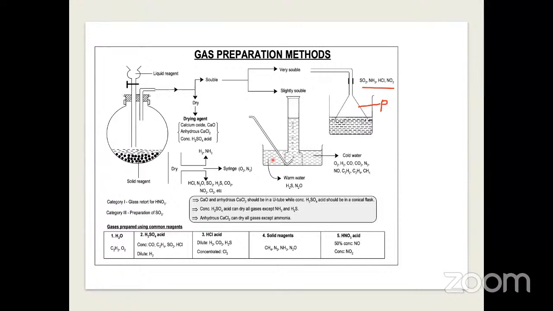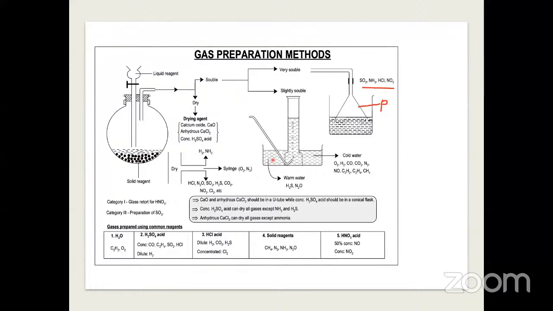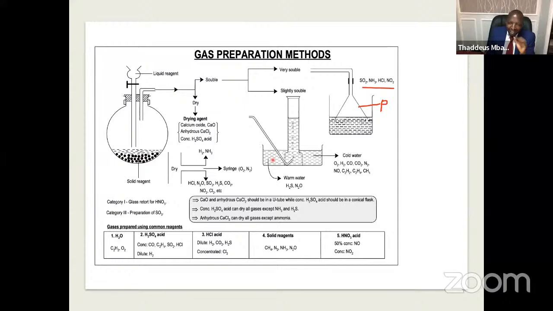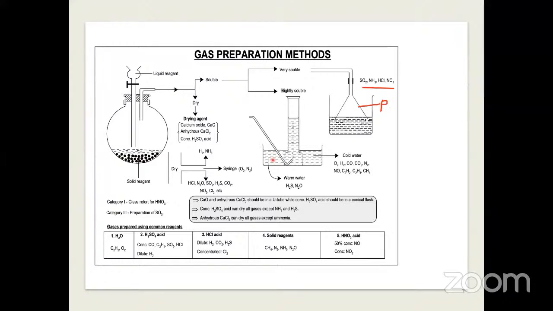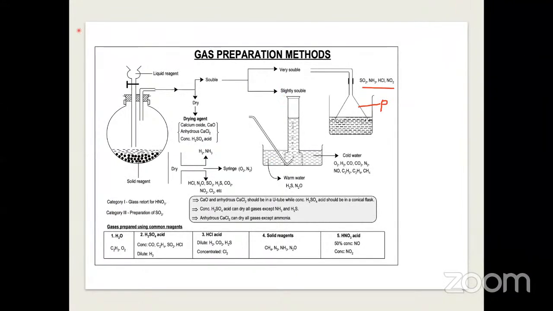Now we go to drying agents. The drying agents that can be used here are calcium oxide, anhydrous calcium chloride, and concentrated sulfuric acid. Remember?